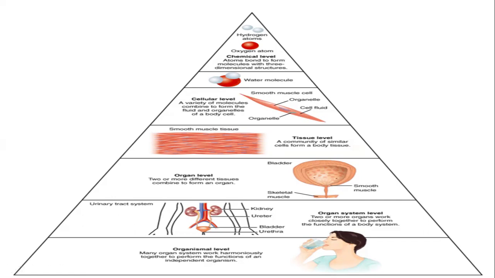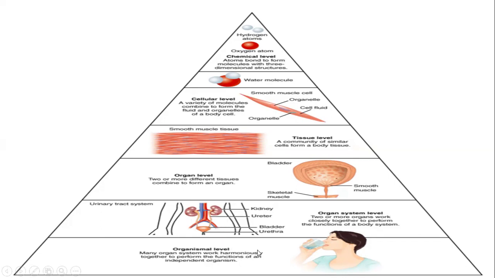So when all these are put together, at the organ system level, when 2 or more organs work closely together to perform the functions of the body system, they make up an organ system, like what we can see here. Here we have an organ system. We have the kidneys, we have the bladder, we have all this. So this is now an organ system.